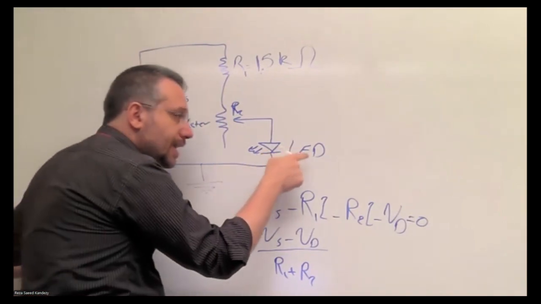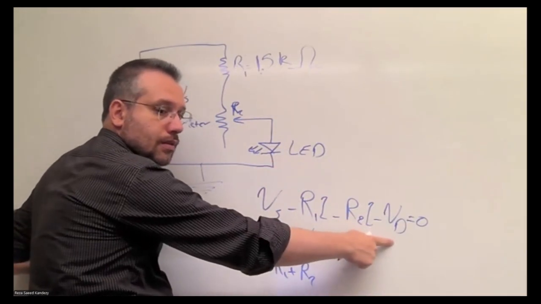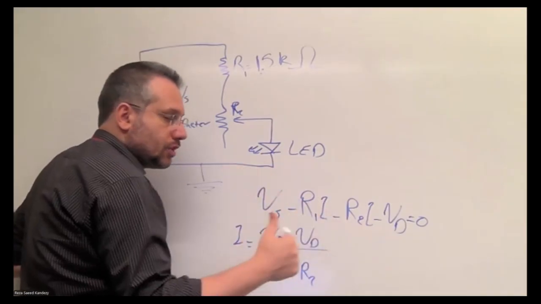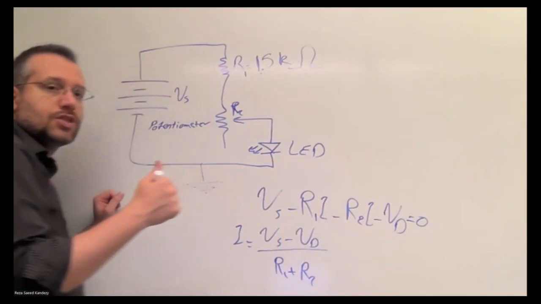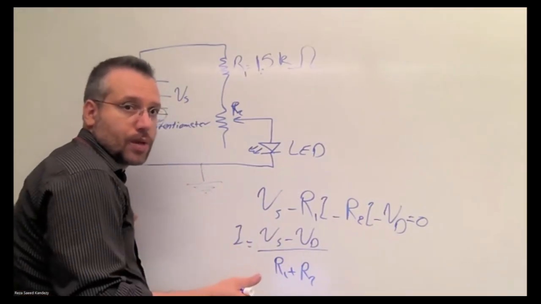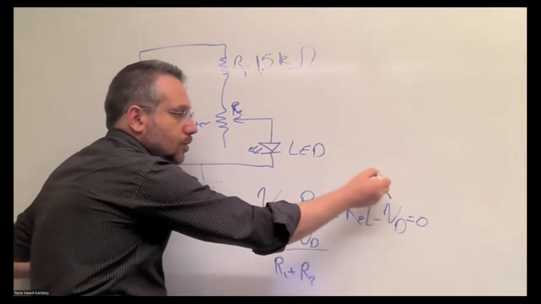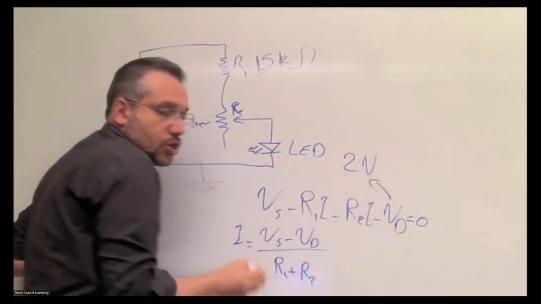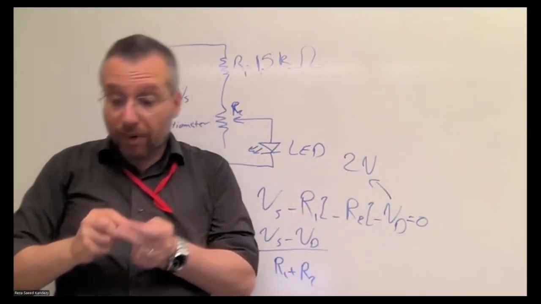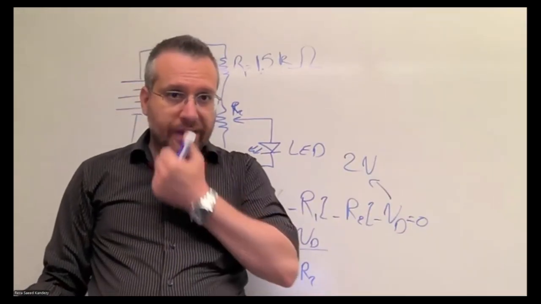Now, LEDs have different voltage drops. Before, we said that the generic silicon diode has a 0.7 volt drop and the germanium one has a 0.3 volt drop across it. The LED has 2 volts voltage drop across it. So remember that. It is approximately 2 volts, not exactly 2 volts.